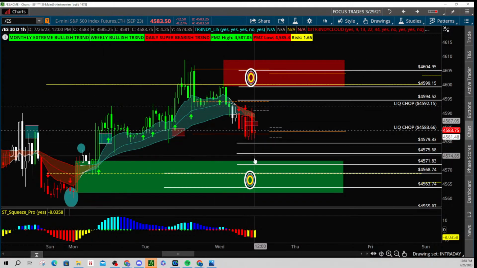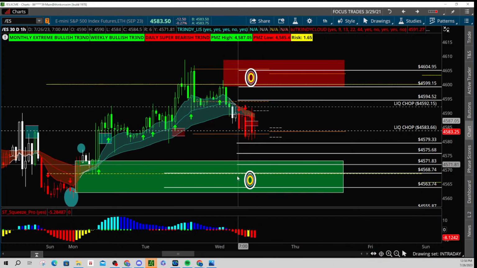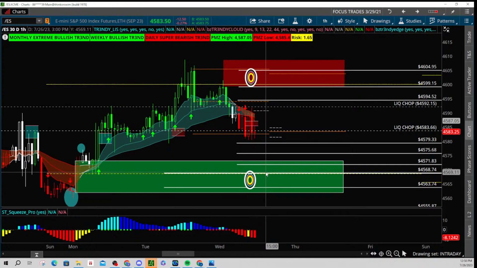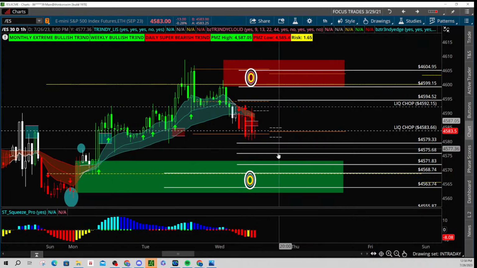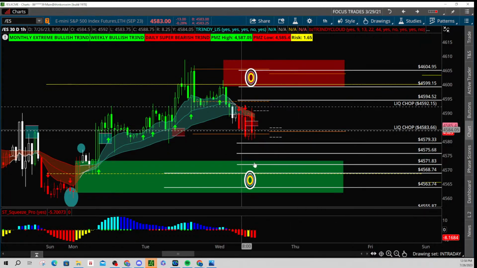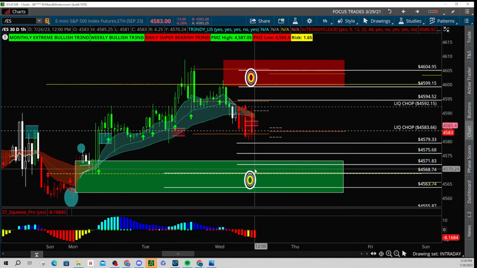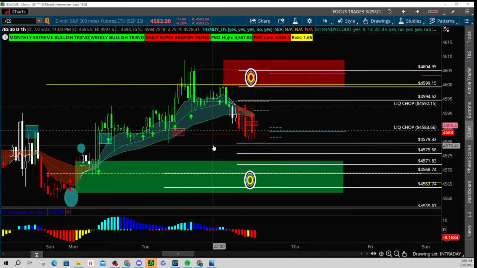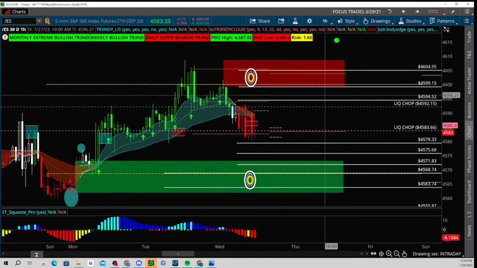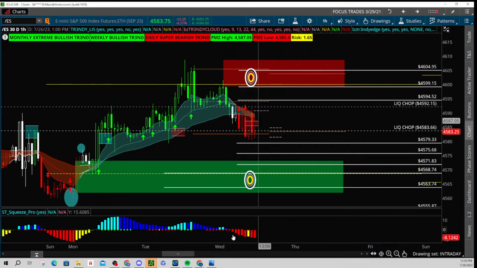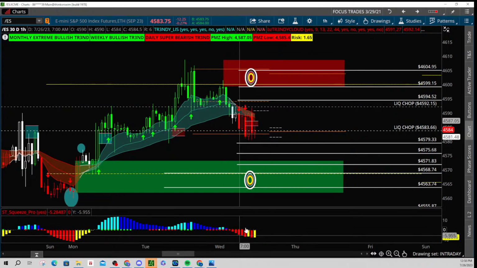So if for some reason price does drop down into this green box, this is where I'd be looking for buyers to come in. Now, it doesn't necessarily have to happen immediately. It can trickle down to here. It could be a very quick move to the downside. Either way, once we hit this, notice that I'm on a 1 hour. You can go to a 1, 3, or 5 minute chart, and then you can pay attention to your histogram on your TTM Squeeze Pro.